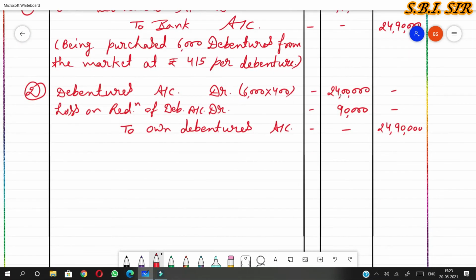Then narration, being cancellation of own purchased debentures.